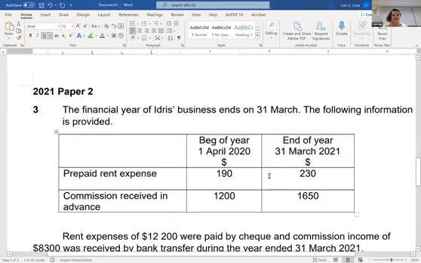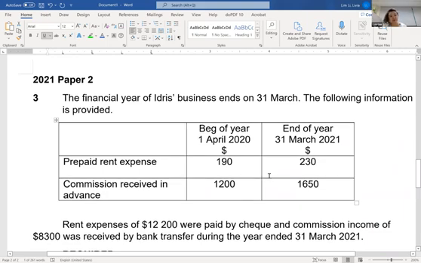So I'm going to go straight to 2021 paper 2. And if you don't have 2021 paper 2 in front of you, you might want to pause the video now and go look for it.